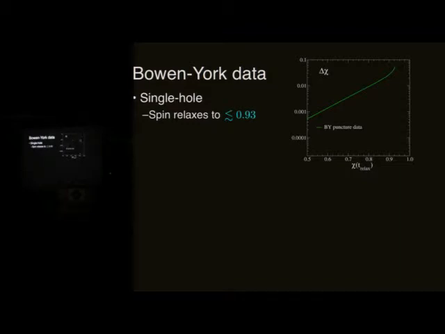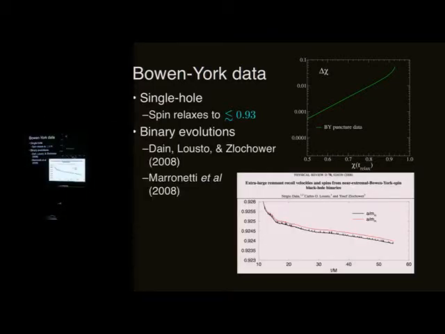Until you get to the end here, the highest spin you can make using this Bowen-York data is 0.93, but that's after the relaxation. It's actually fallen from about 0.98 before the relaxation. So if you want to make spins that are close to one, this Bowen-York data isn't going to work, even for single black holes or holes that are really far apart. For realistic simulations of binaries, this is the best result that I'm aware of in the literature right now.